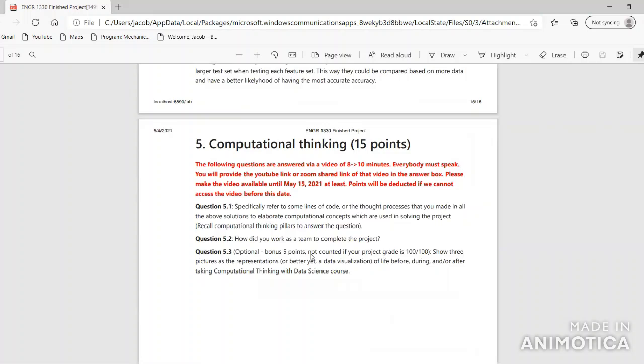Okay. So we did. How did you work as a team to complete the project? So we each tried to do one section by ourselves to help each other out, but Lucas ended up doing a lot of it because I was having trouble with my sections. But we did try to do our parts separately, but ended up helping each other out where it was necessary to complete the project.